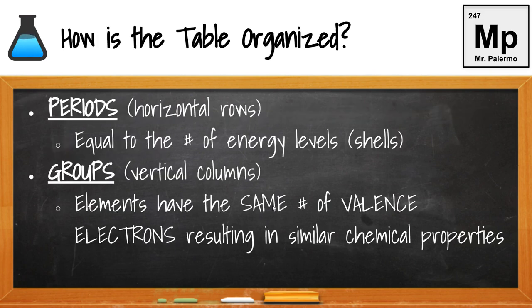So looking at the table, there are two main themes. There is the horizontal rows, which are the periods, and these are equal to the number of energy levels or shells that an atom has. So period 2 would have 2 shells, and period 3 would have 3. And then there are vertical columns called groups, and elements in a group have the same number of valence electrons, which results in similar properties.